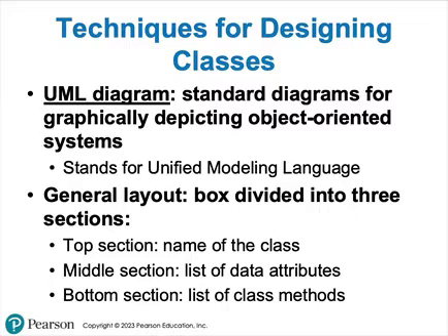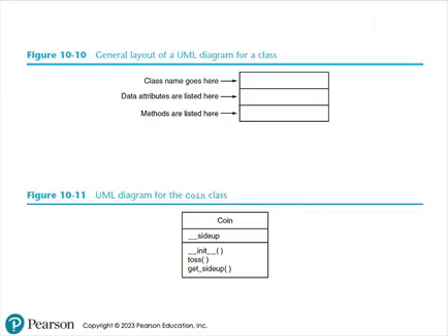They talk about something called Unified Modeling Language, or UML diagrams. This is a way to symbolically show information about your classes, and therefore about instantiations of objects from that class. They're going to look like this. You're going to have 3 boxes. The class name is going to go in the top box, the data attributes in the middle box, and your methods are going to be listed in the bottom box.